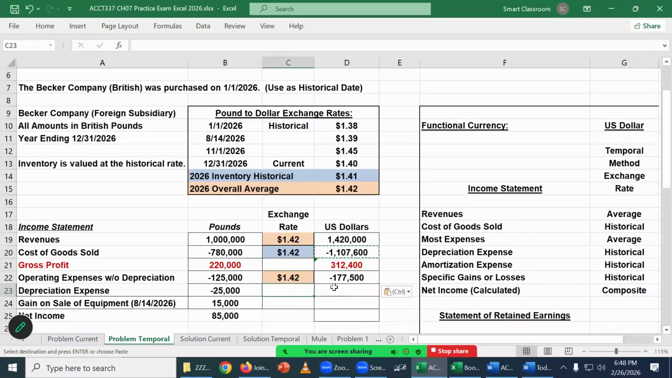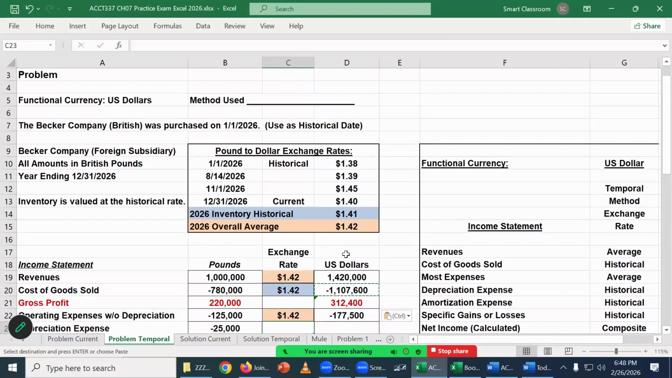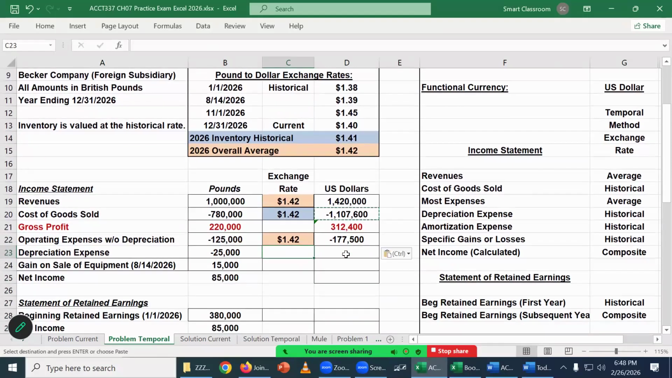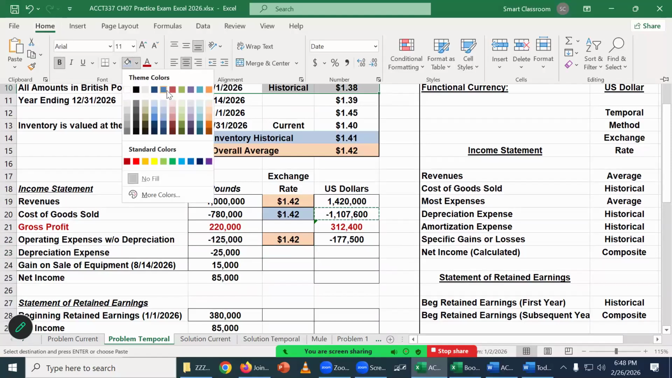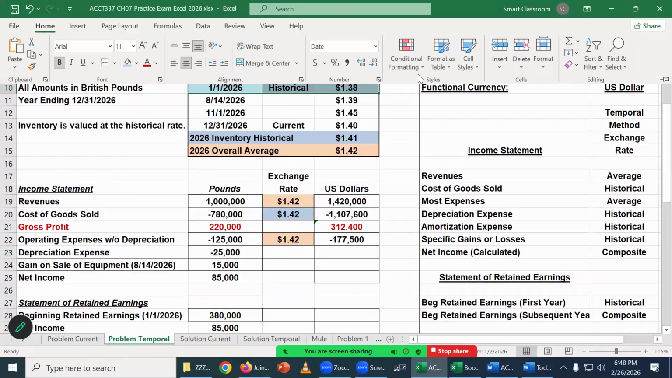Now the depreciation expense is going to be a little bit different. It's going to be at the historical. I think this is that one I think I goofed up. It's going to be at the beginning historical rate. It's going to be at this historical rate. I took it out. I should have left it.